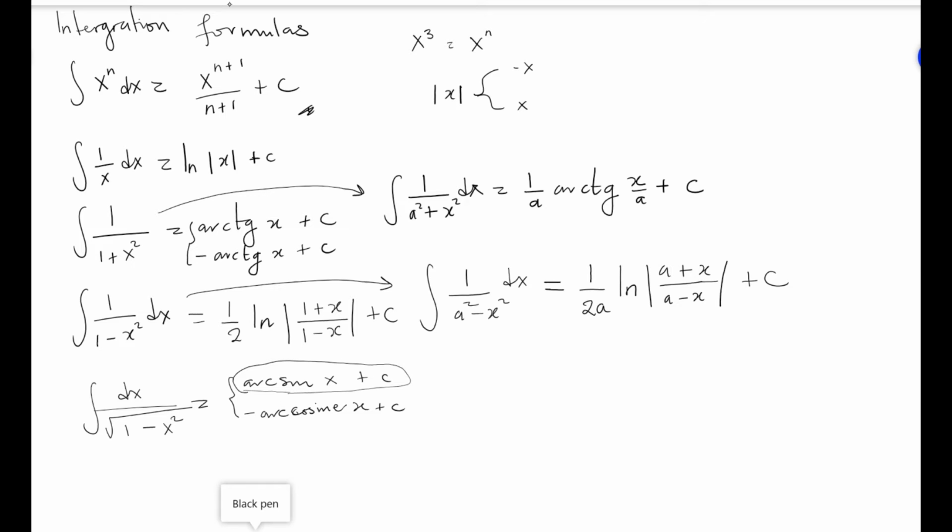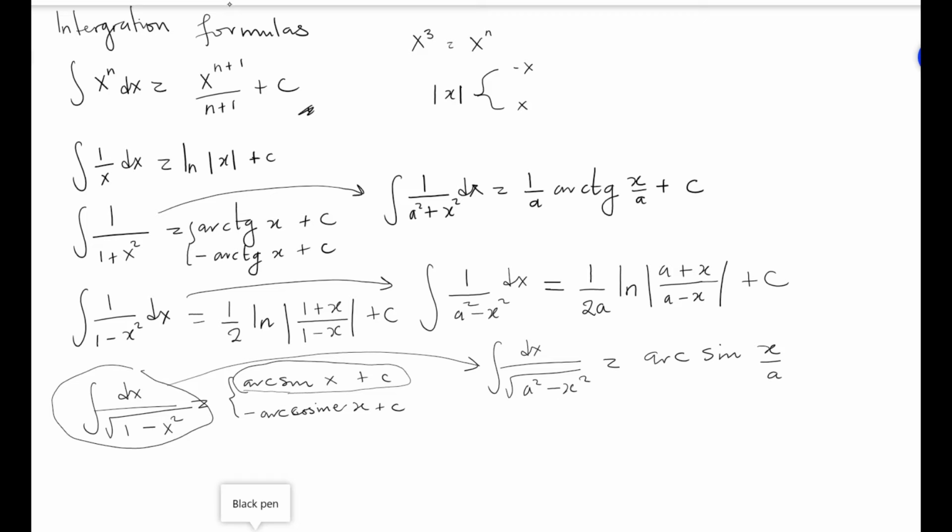Okay, that is the equation for arcsine, but the general formula for this one is: if you have the integral of dx over the square root of a squared minus x squared, this will be equal to arcsine of x over a plus c.